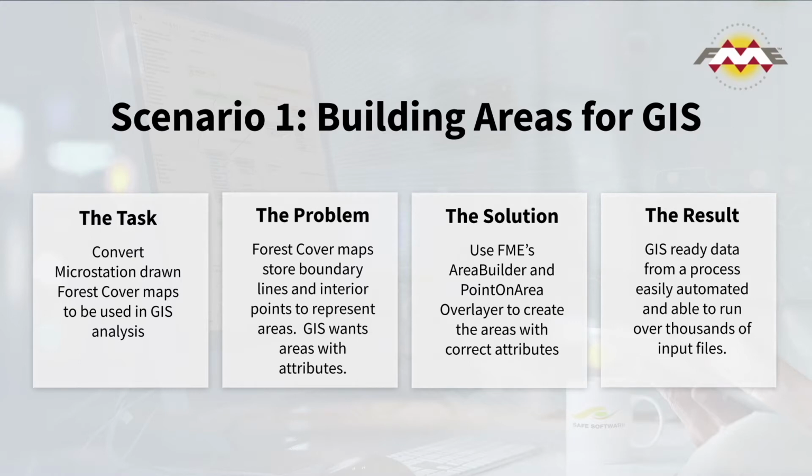And in the GIS we just want areas that have attributes. And so how are we going to win? We're going to use FME, our tool, and its Area Builder that takes lines and makes polygons, and its PointOnAreaOverlayer that takes areas and points and puts the attributes onto the areas. We're going to bring all that together, and create ourselves a GIS-ready data set that we could run over and over again if we wanted to over all of the maps in our area.